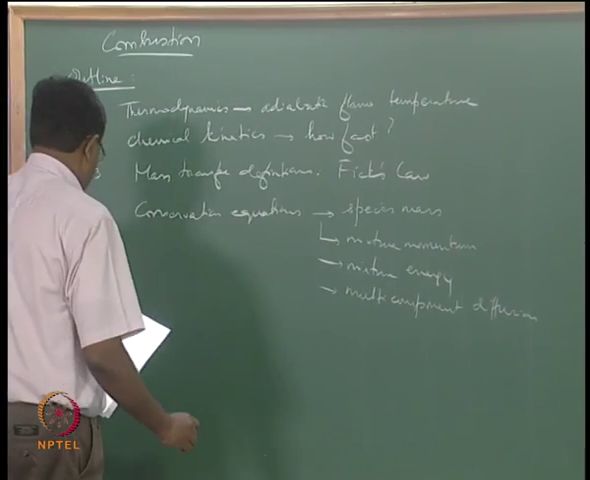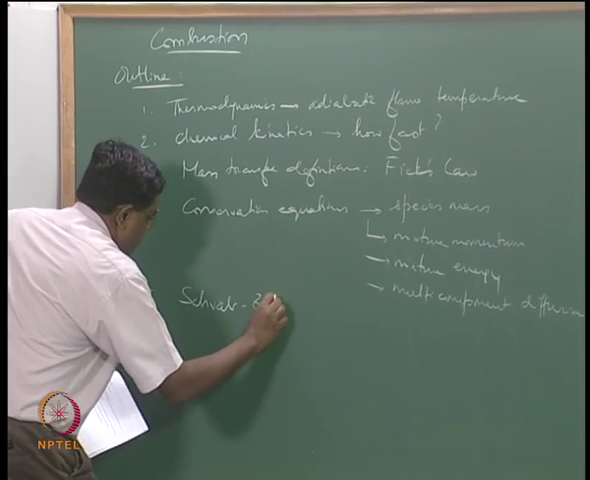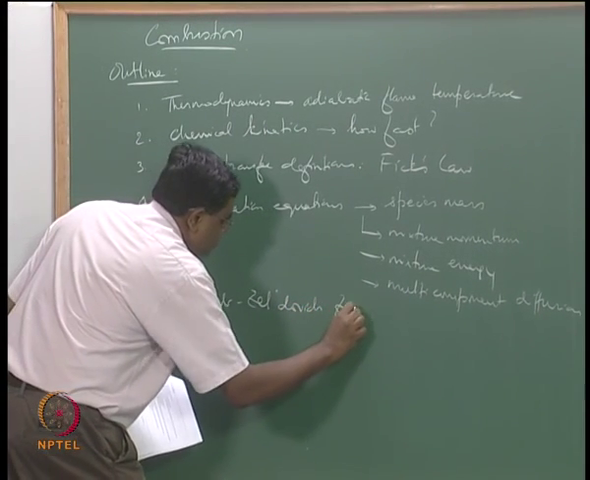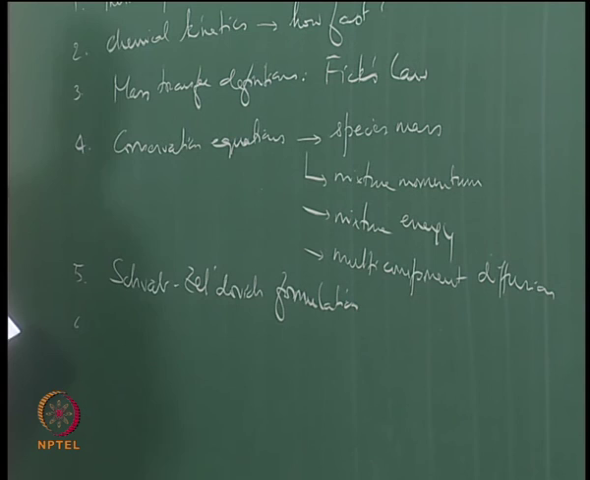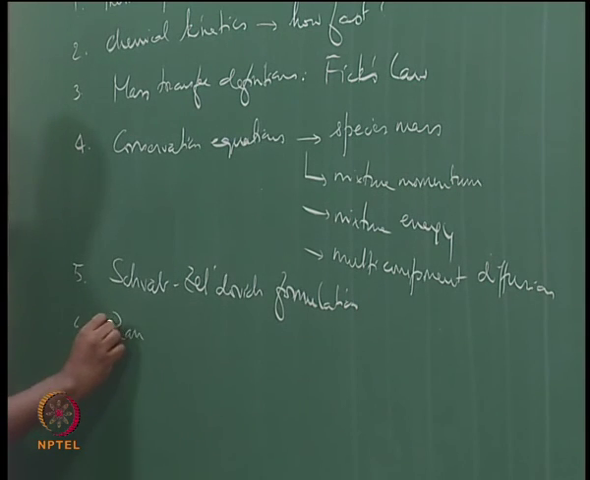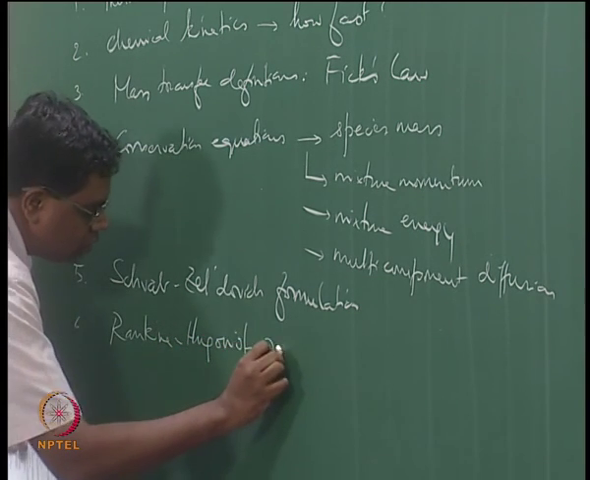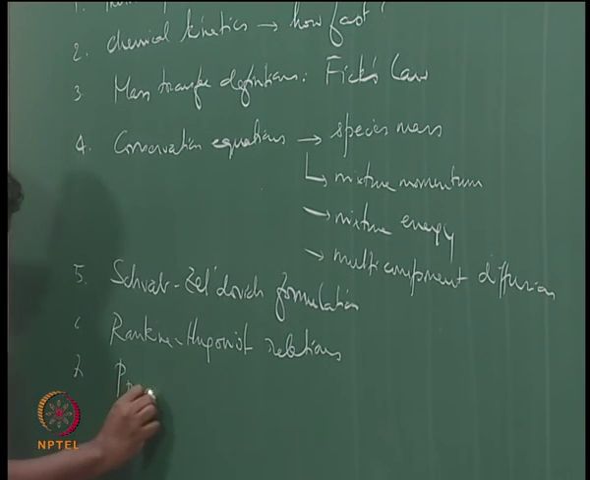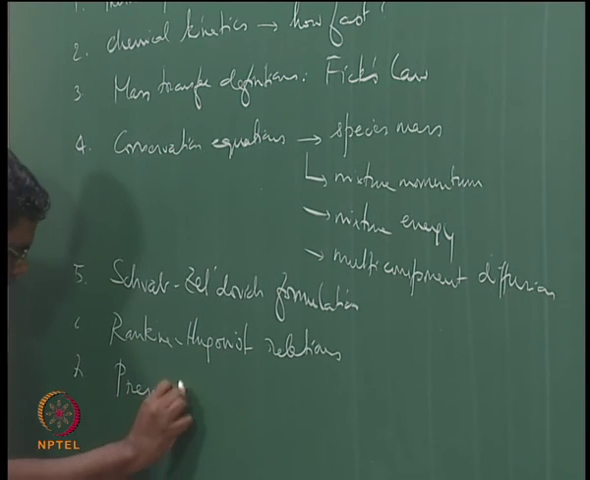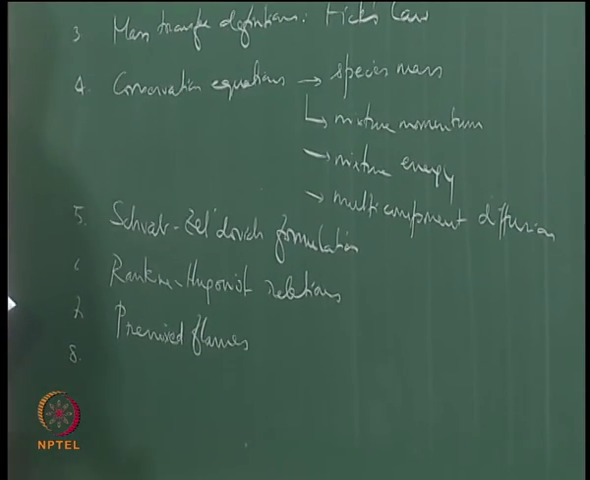All right. Then we will go through what's called the Schwab-Zeldovich formulation. Number six, we now do what's called Rankine-Hugoniot relations. Seven, premixed flames. Premixed flames and diffusion flames.